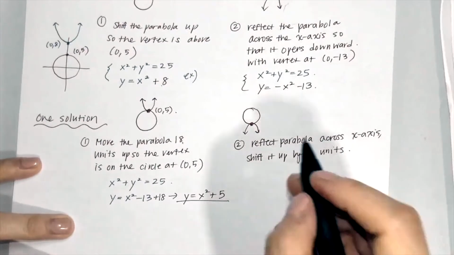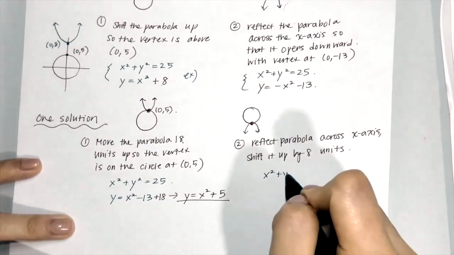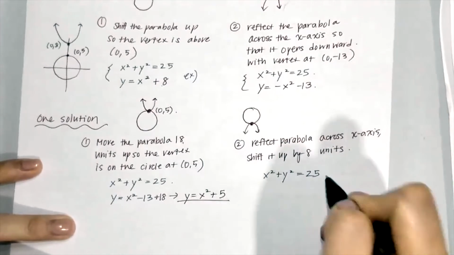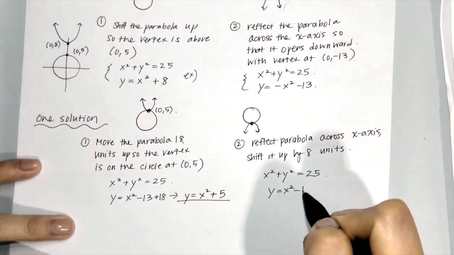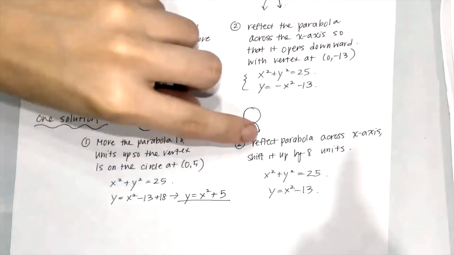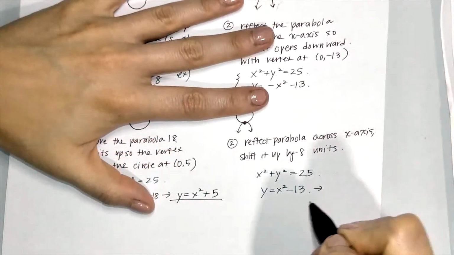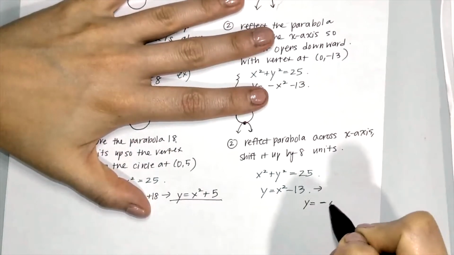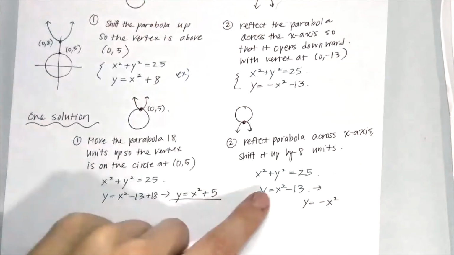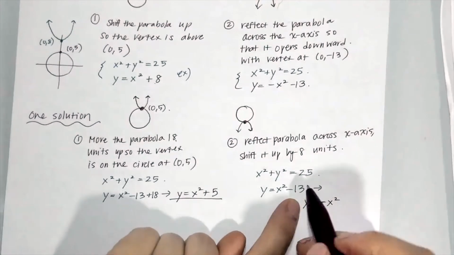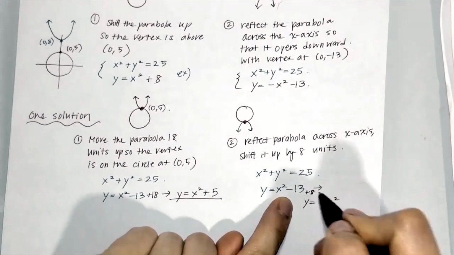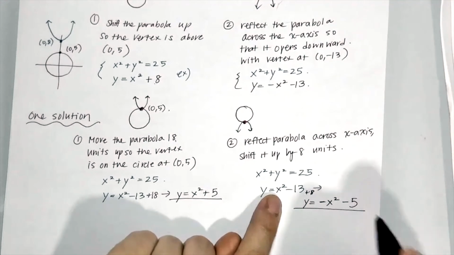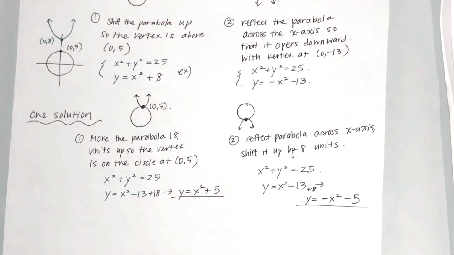So then same thing, circle is going to stay the same. I'm just moving the parabola. The parabola was originally y equals x squared minus 13, but I'm going to reflect it upside down, so it's going to turn into a negative x squared. And then up by 8 units, I'm going to have to add 8 to it, which means negative 13 plus 8 gives me negative 5. And that's my new parabola.